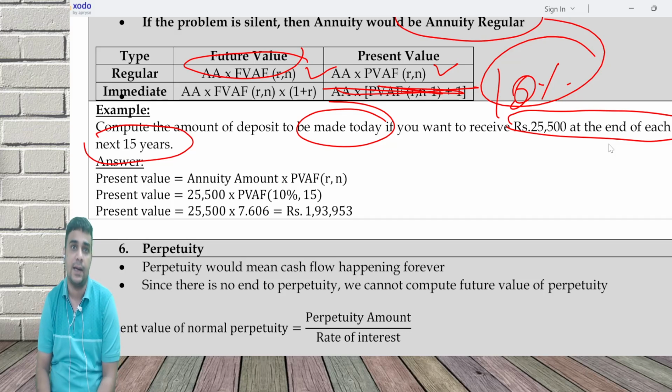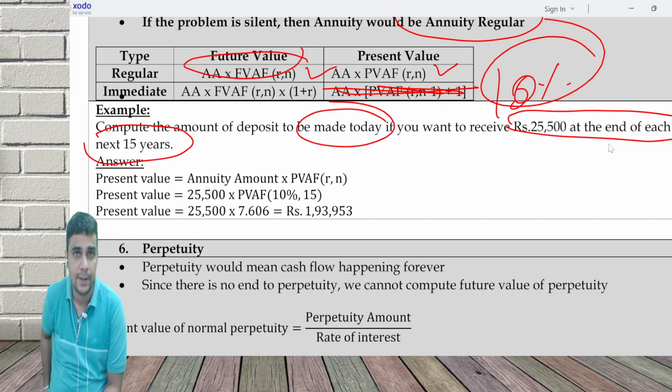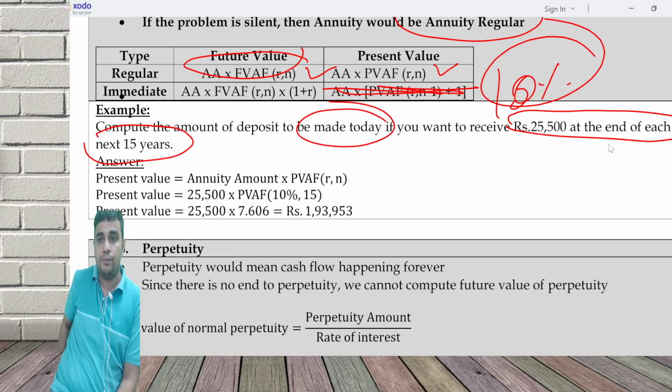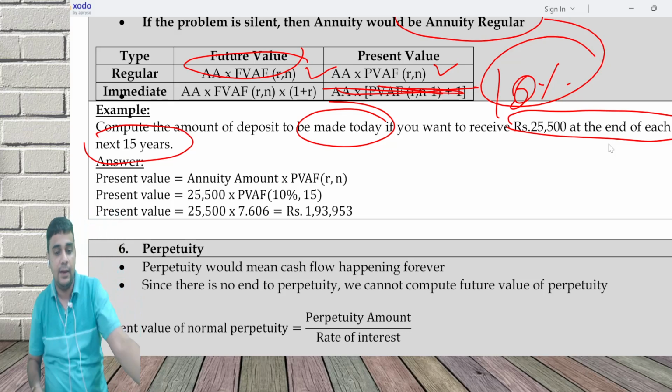Why this 1 plus r? I'll explain. Why this 1 plus r for both formulae? For both formulae, write 1 plus r, be it present value or future value. Correct it in both places.